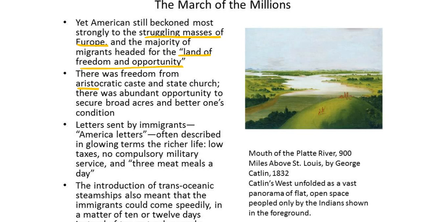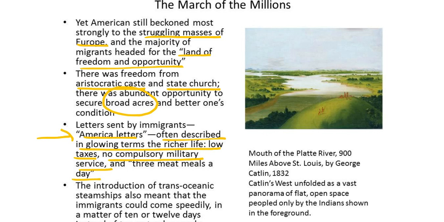There was freedom from aristocratic caste and state church. There was abundant opportunity to secure broad acres, which meant a large area of land, and to better one's condition. Letters sent by immigrants, often called America letters, described in glowing terms the richer life. There were low taxes, no compulsory military service, and three meat meals a day. These letters, received by people in Europe, caused more people to want to come to America.